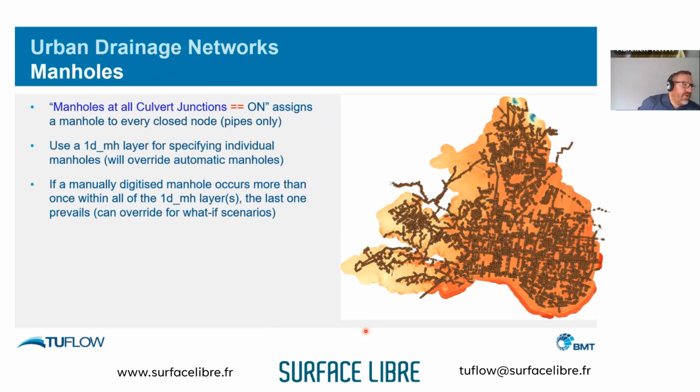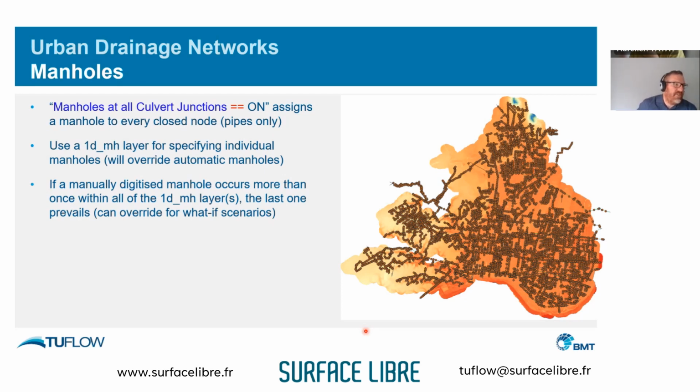Manholes. So by default, TUFLOW will define a manhole at all culvert junctions. And a culvert junction is basically where you have two closed pipes connected to each other. There's various different assumptions as to what manhole shape is used, which I'll go on to in a second, and also what manhole energy loss approach is used. But we can also manually override that using a 1D manhole layer.